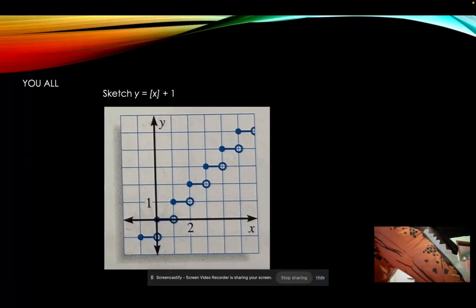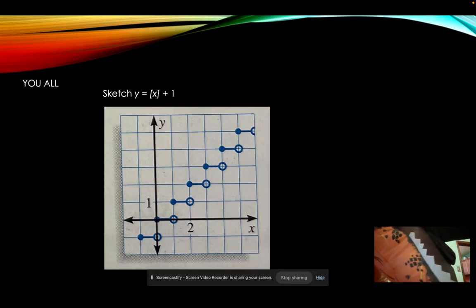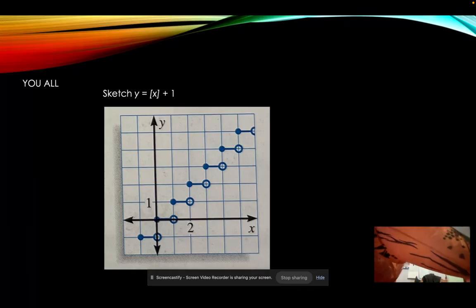All right, so let's take a look at the your-turn problem, okay? So what if it's y equals the greatest integer function, but then plus 1? Okay, so why don't you sub in some values, maybe make a little chart, and when you do, you should hopefully end up with this. All right, so good luck and get to the practice.